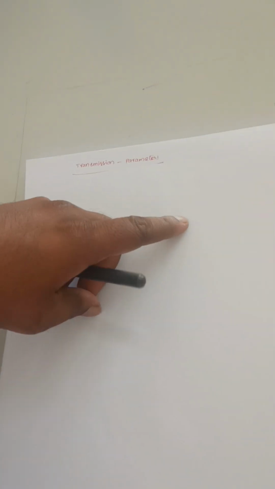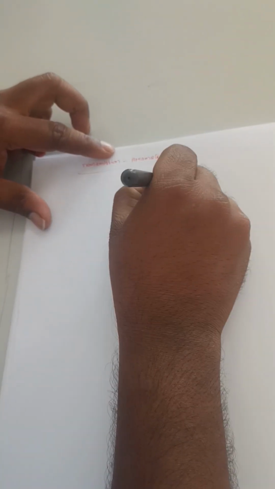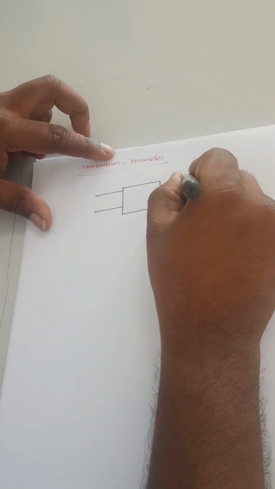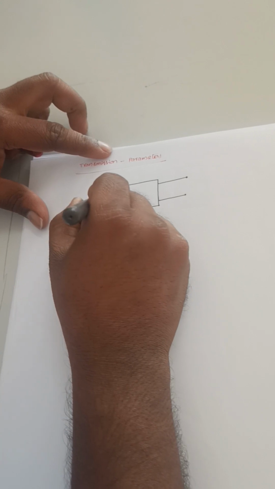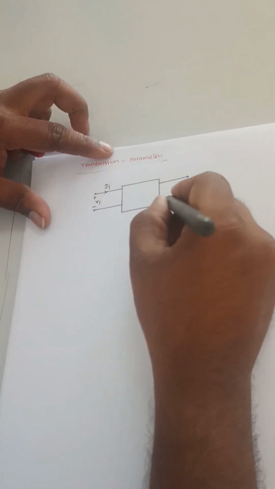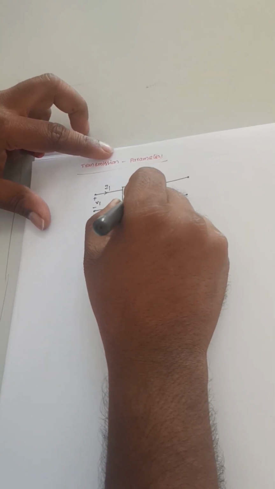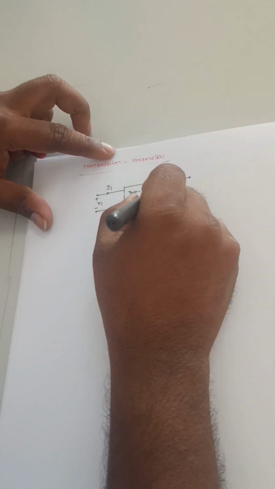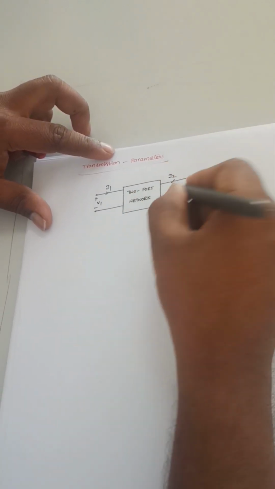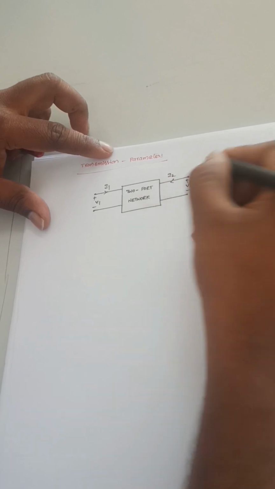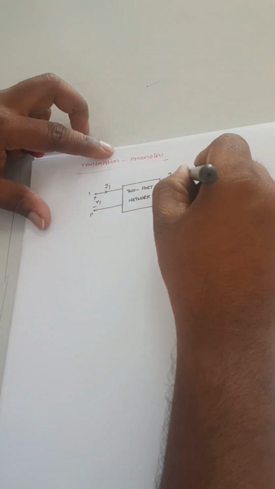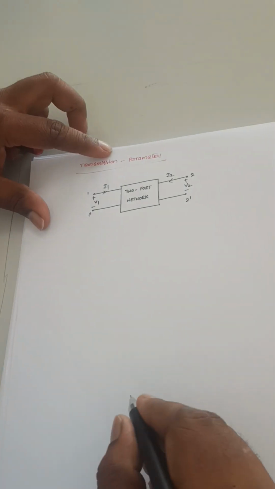So, as I already discussed about the two-port network, this two-port network can be represented with a rectangular box with 4 terminals like this: V1, I1, and it is a two-port network. This current is I2 and this is the voltage V2. It is port 1 and this is port 2.